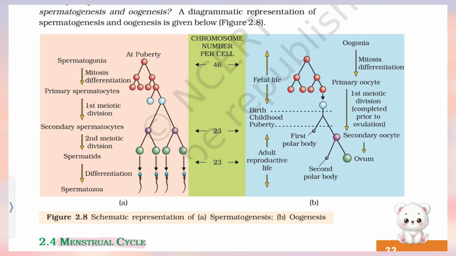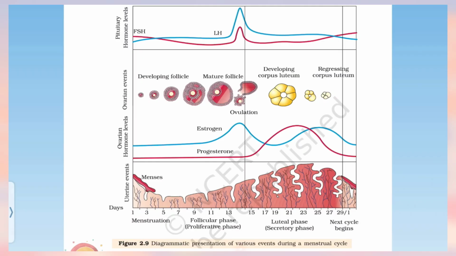At puberty, during each menstrual cycle, meiosis 1 is completed, forming a secondary oocyte and a first polar body. The secondary oocyte enters meiosis 2, which is completed only after fertilization, resulting in the formation of an ovum and a second polar body. Let's understand the various events during a menstrual cycle.